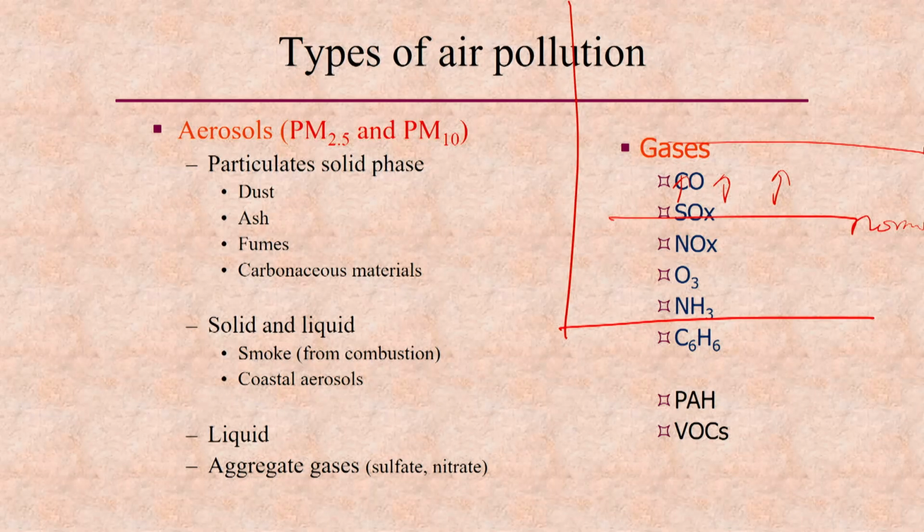The second one is gaseous air pollution. Our National Ambient Air Quality Standards have put only 6 gases that are called air pollutants: CO, carbon monoxide, SOx, SO2 and other gases related to it, and NOx, NO, NO2, N2O, something like that.